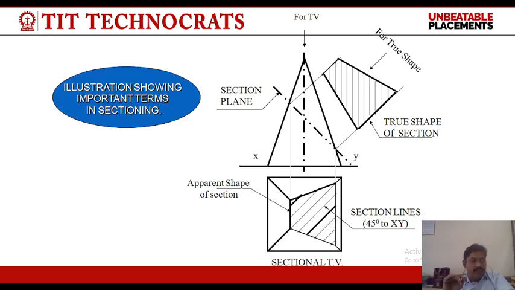The projection of the section on a plane parallel to the section plane will show the true shape of the section. When it is inclined, then there is an apparent shape of the section. Now we can find out the different types of problems in section of solid. That is section of prism, section of pyramid, section of cylinder, section of cone, and section of sphere.